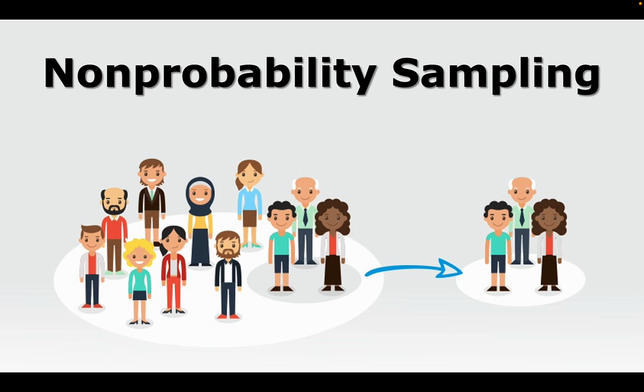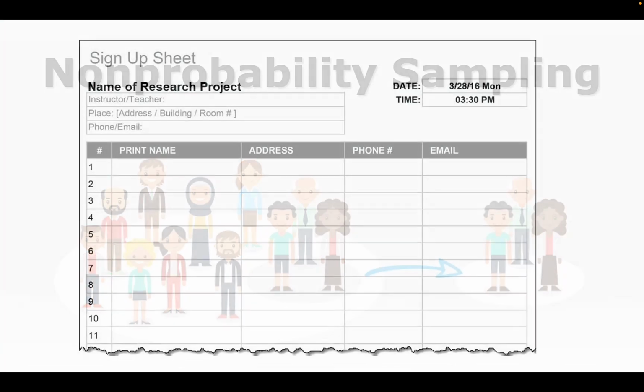Now, non-probability sampling is a sampling technique in which some units of the population have a zero chance of selection, or where the probability of selection cannot be accurately determined. Typically, units are selected based on certain non-random criteria, such as quota or convenience. And I'll give you a perfect example of that.